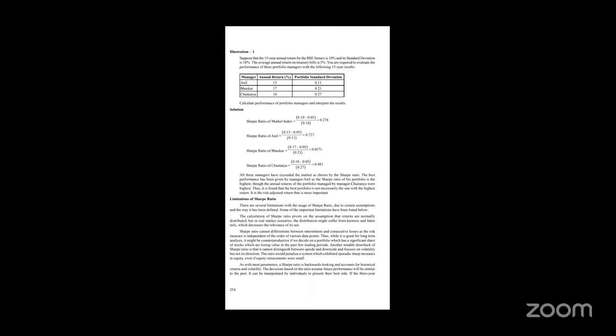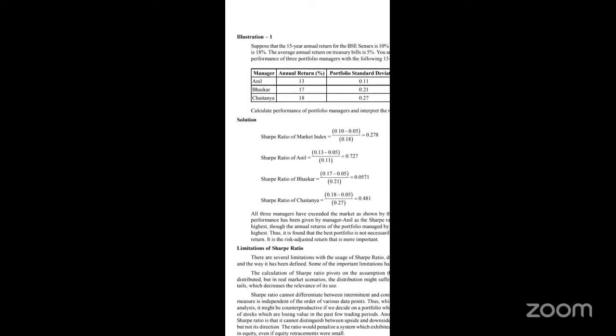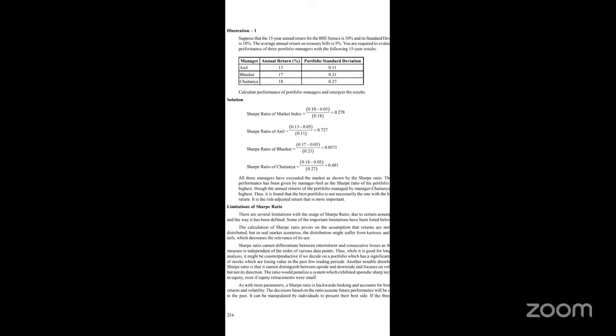What is the formula for the Sharpe ratio? RP minus RF divided by the risk of the portfolio. What is the return on the portfolio for these? 13%, that is 0.13 minus 0.05. That is the risk-free return on the market. In the problem they have mentioned the return on market is 10%. Next, the risk of the portfolio, that is the standard deviation they have given, 18%.